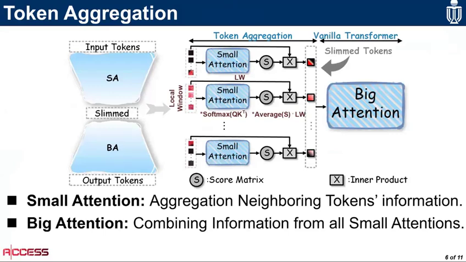This slide shows token aggregation, a hierarchical attention method. First, small attention, it aggregates neighboring tokens' information and generates one representative token that represents its respective local window. Second, big attention, which combines information from all the representative tokens generated by the small attentions.